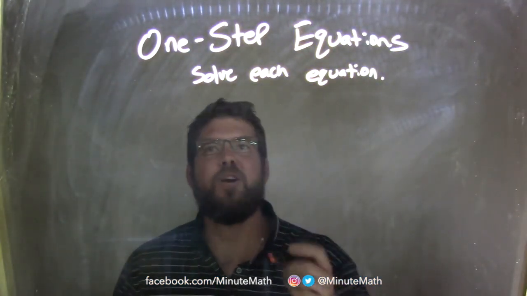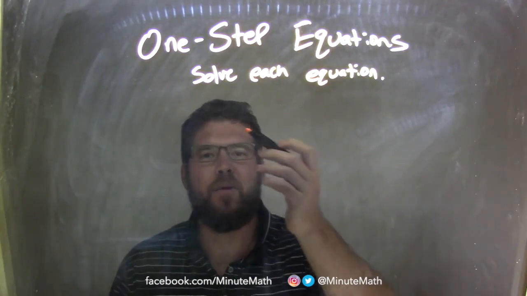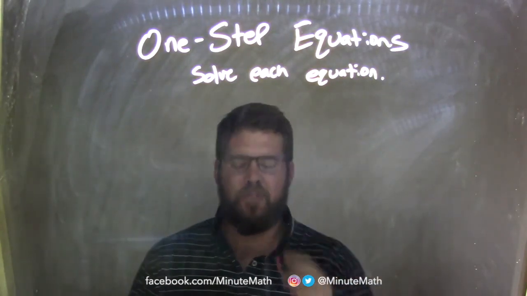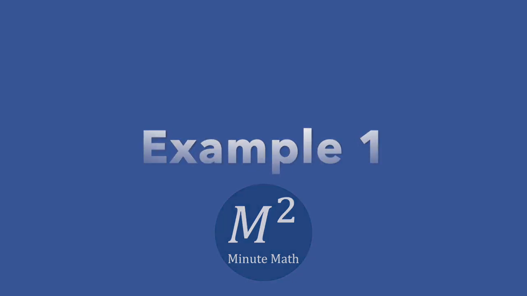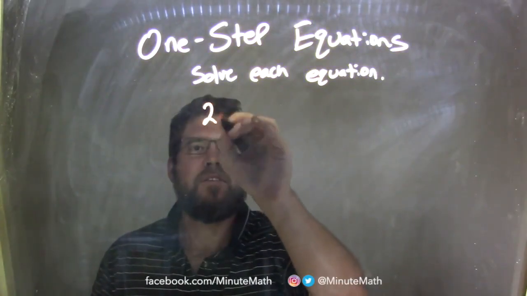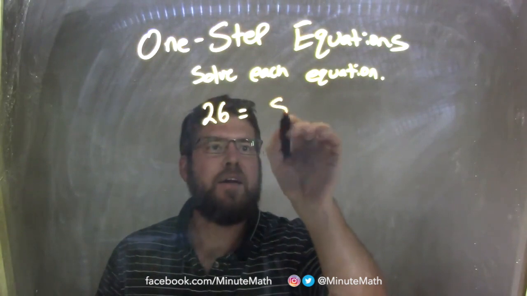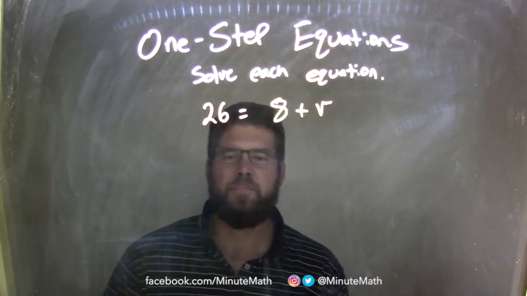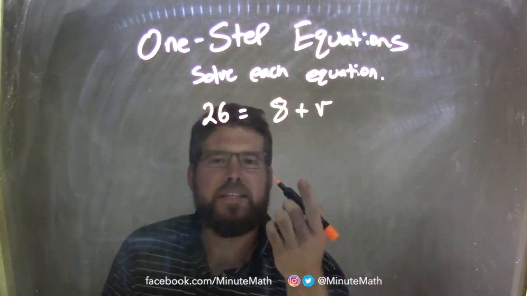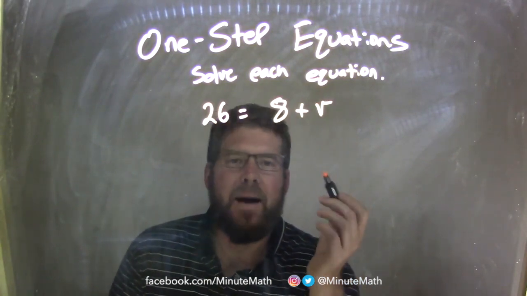And today we're going to learn about one-step equations, and we're going to solve each equation. So, if I was given this equation, 26 equals 8 plus v, well, I first need to see how can I get the letter v by itself.